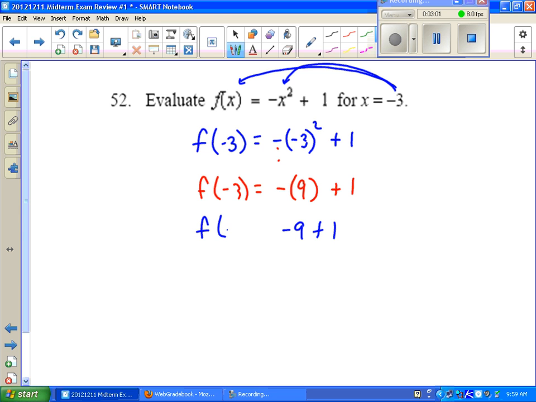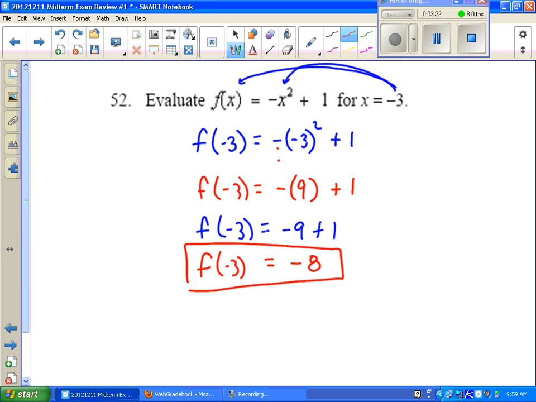Still f of negative 3. And then negative 9 plus 1, opposite signs, subtract the absolute values. 9 minus 1 is 8. And 9 is the one that's farther away from 0. It has the higher absolute value. It's negative, so f of negative 3 is equal to negative 8.